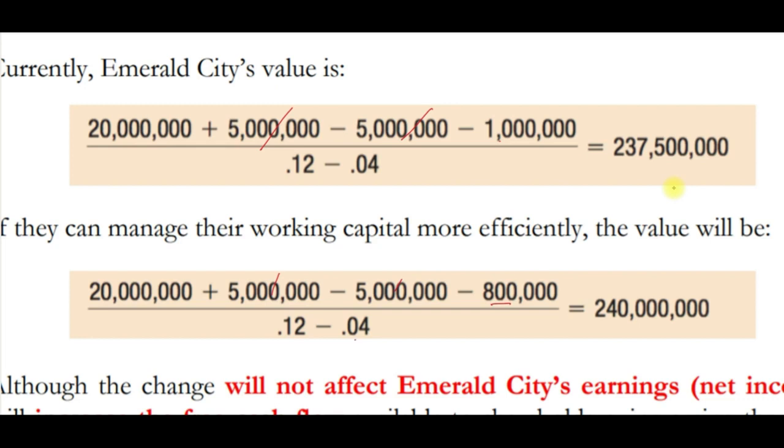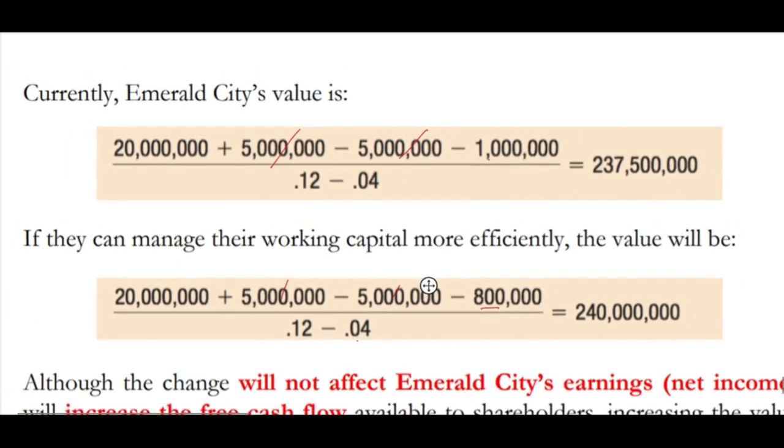So 4% is the growth rate. Our answer would be 240. So if you see the value of the company by managing the working capital from 1 million to 800,000, we can increase the value of our company from 237 to 240. So as you can see, there is a direct link between the working capital management and the value of the company.